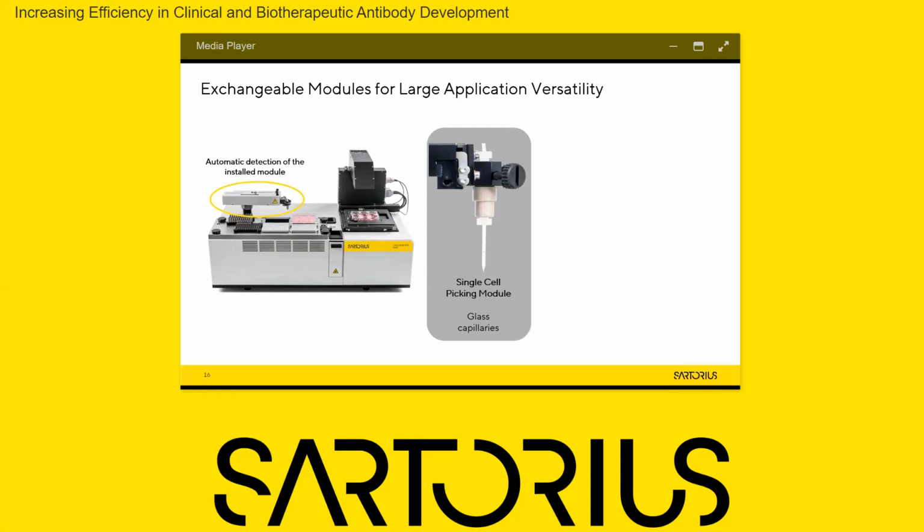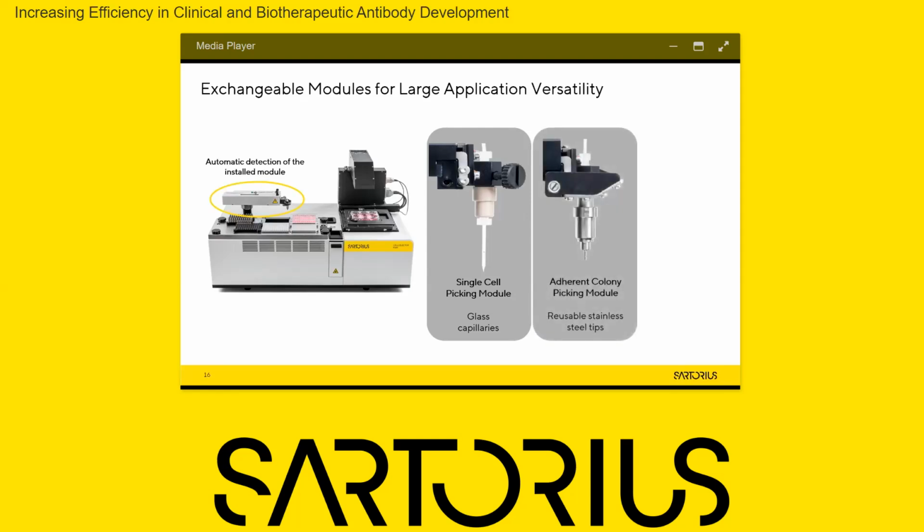And then we also have the adherent colony picking module, which uses reusable stainless steel tips. So you can see the tips there on the image in the middle. They can be autoclaved for reuse, and they have a range from 300 to 1,000 microns in terms of diameter. So you can pick larger colonies with those and larger organoids.